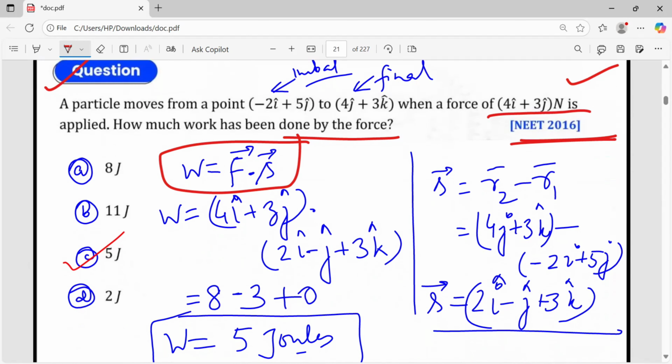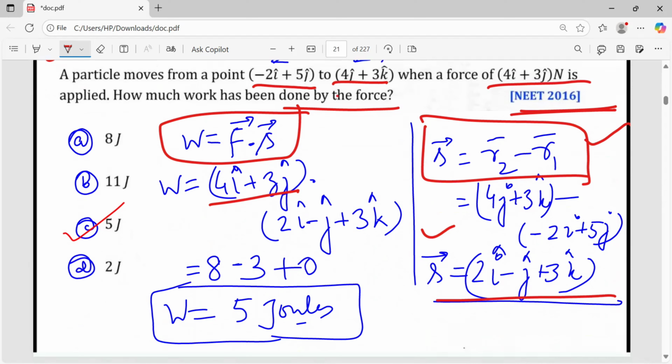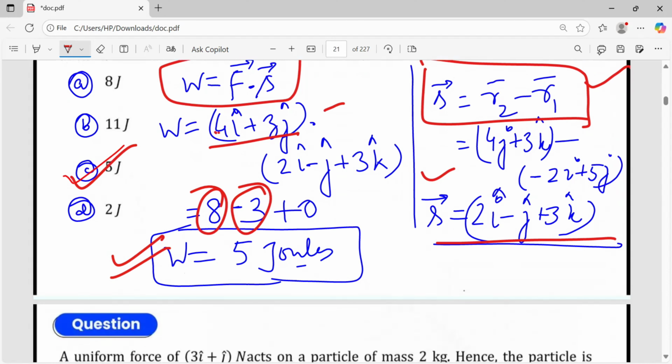Simple formula, W is equal to F dot s, so you can find out first the position vector. Initial position is minus 2i plus 5j and final position is 4j plus 3k, so you can calculate the s vector, displacement means r2 minus r1. If I do r2 minus r1, I will be getting the s vector as 2i minus j plus 3k. Now the force vector is given as this one. Just take the dot product as per your knowledge of vector algebra. i dot i would be 1, j dot j would be 1 and k dot k would be 1, otherwise it would be 0. So 4 into 2 is 8, this is 3 into minus 1 is minus 3, and it would be 0 because there is no k component in this force vector. Therefore finally I am getting W is equal to 5 joules, so the answer would be 5 joules in this case.